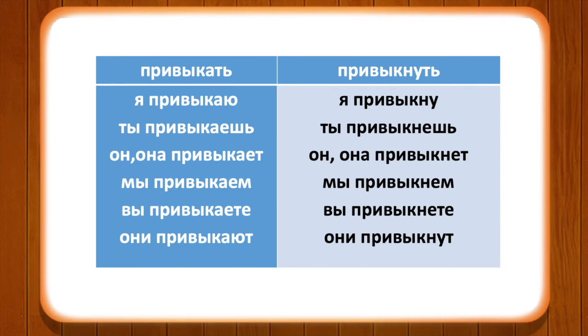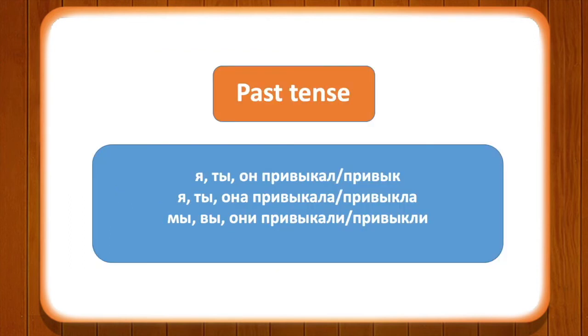So according to this, we have seen how we conjugate these two different verbs, but they belong to the same group. Past tense. Я, ты, он привыкал, я, ты, он привык, я, ты, она привыкала, я, ты, она привыкла, мы, вы, они привыкали, мы, вы, они привыкли.